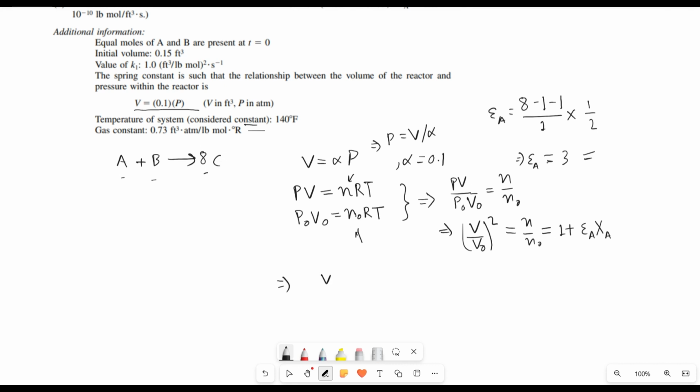So V by V naught is equal to the square root of 1 plus 3 X A.